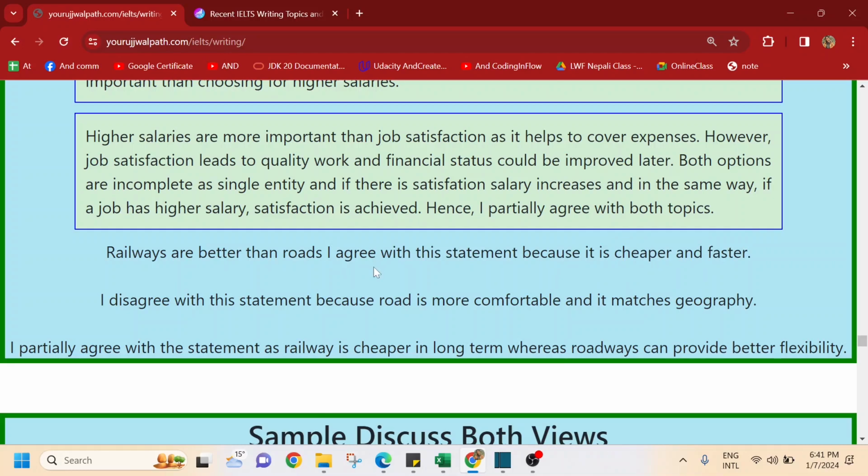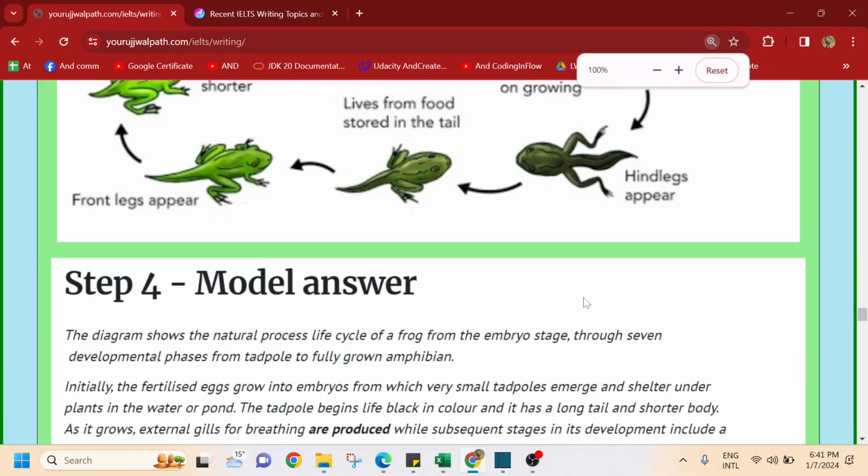So if you say you agree, you need to come up with the 2 points where you'll be developing your body paragraphs. Or you can also disagree. I disagree with the statement, meaning railways are not better than the roads, because road is more comfortable and it matches geography. So giving the sides for the roads. So if you disagree, then come up with the 2 points to disagree with the question.